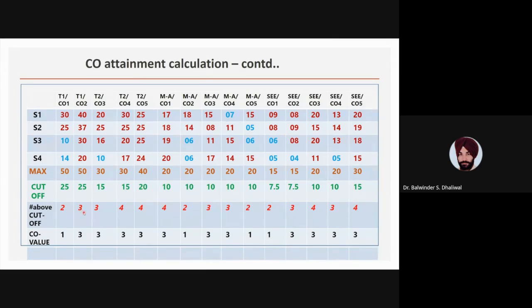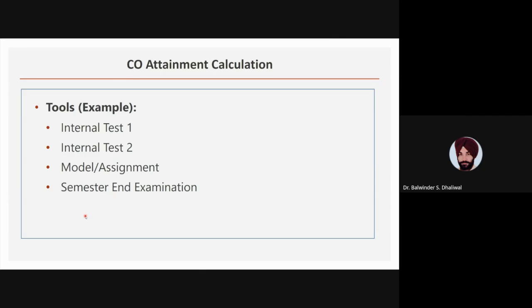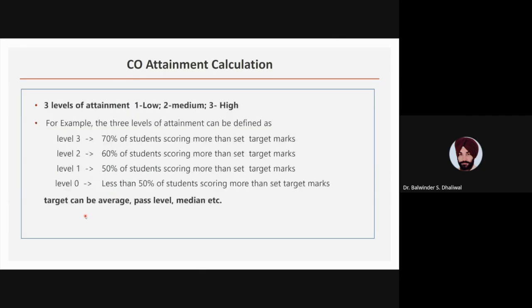Now we have to calculate percentage of the students above cutoff. So what is the total number of students considered here? 4, right? So there are 4 students and 3 are above cutoff. So if we calculate percentage of students above cutoff, it will be 3 by 4 into 100. So if we calculate that, 3 by 4 into 100, it will be 75%. Now again, we need to go to this particular definition of levels. So now our 75% of students are scoring more than set target marks.